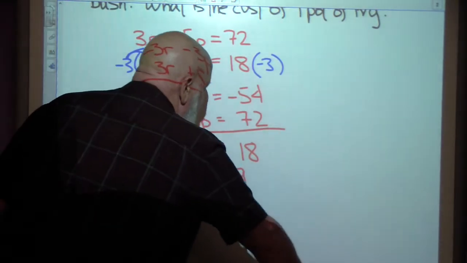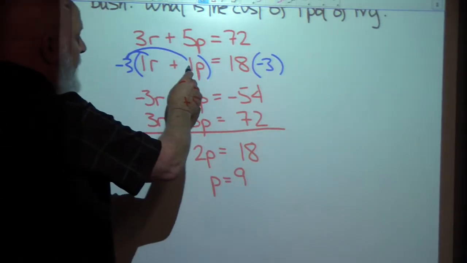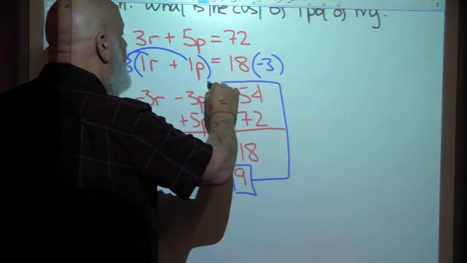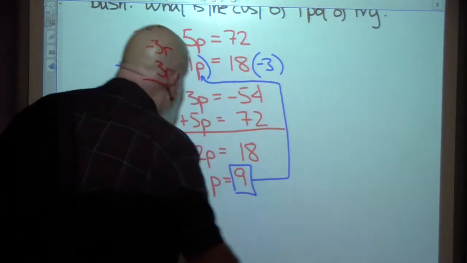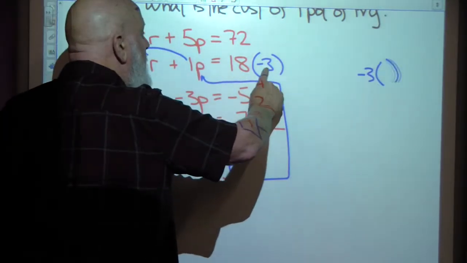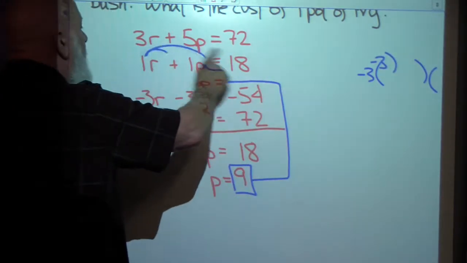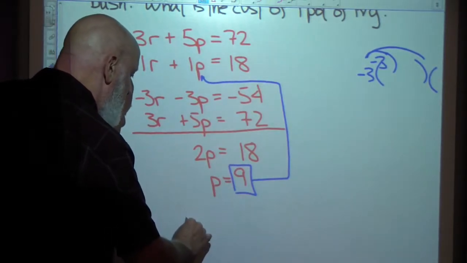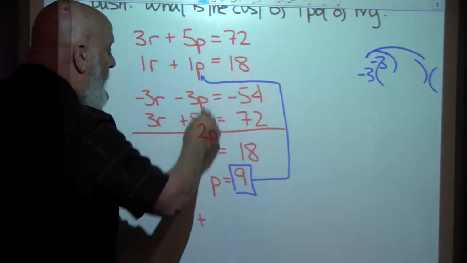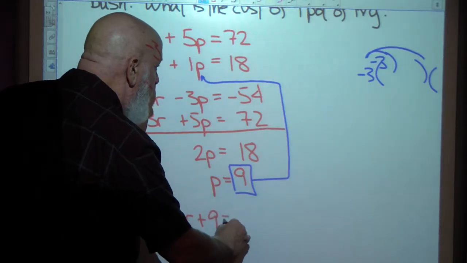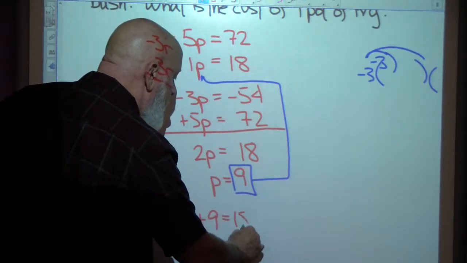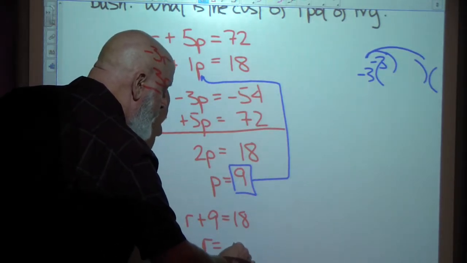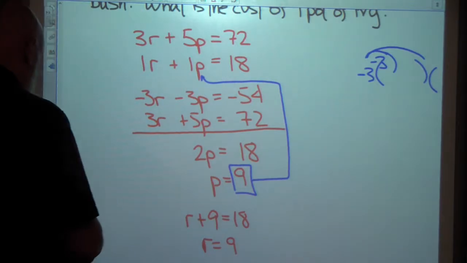So let's pick one. Here's a nice spot right here. The original equation, ignoring the blue stuff. Plug it in right there and I'll get r plus 9. Instead of a p, I've got 1 times 9, which is 9, equals 18. And I solve this one. Well, I subtract 9 from both sides, and I get r is also 9. How about that?